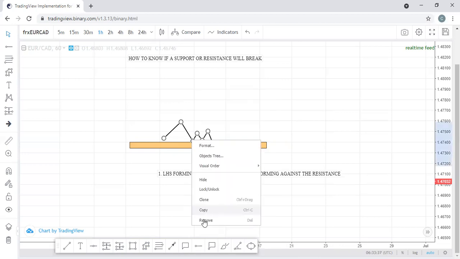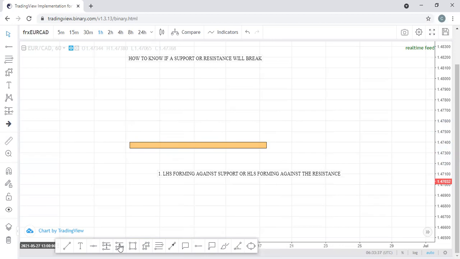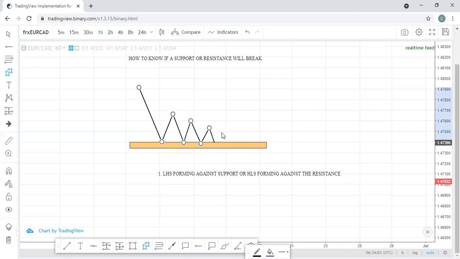Okay, removed. Now you see price approaching your support, and then you see price do this. It comes here, this is the support now, and price comes and forms a lower high. It still touches your support. It comes again and forms another lower high, still touching your support. It does this again, still touches your support, and then it eventually breaks.